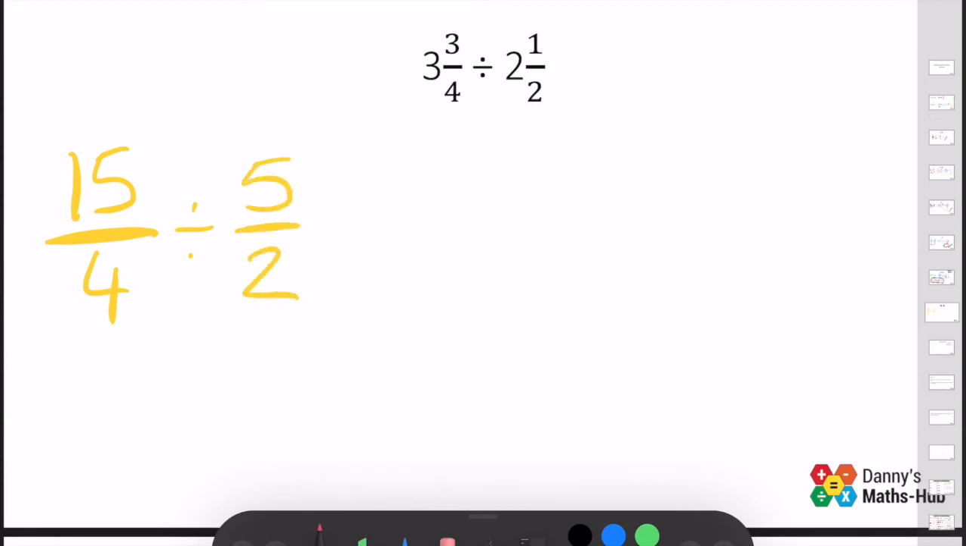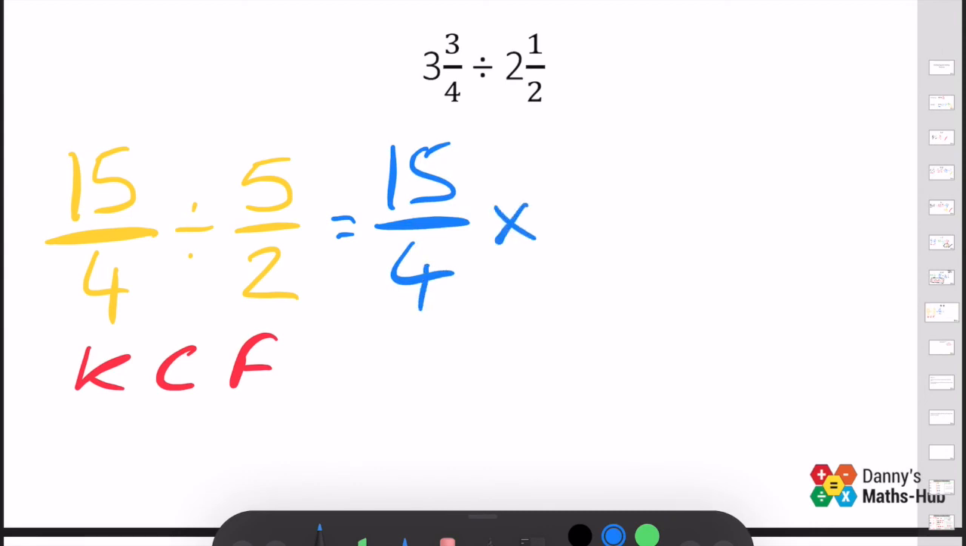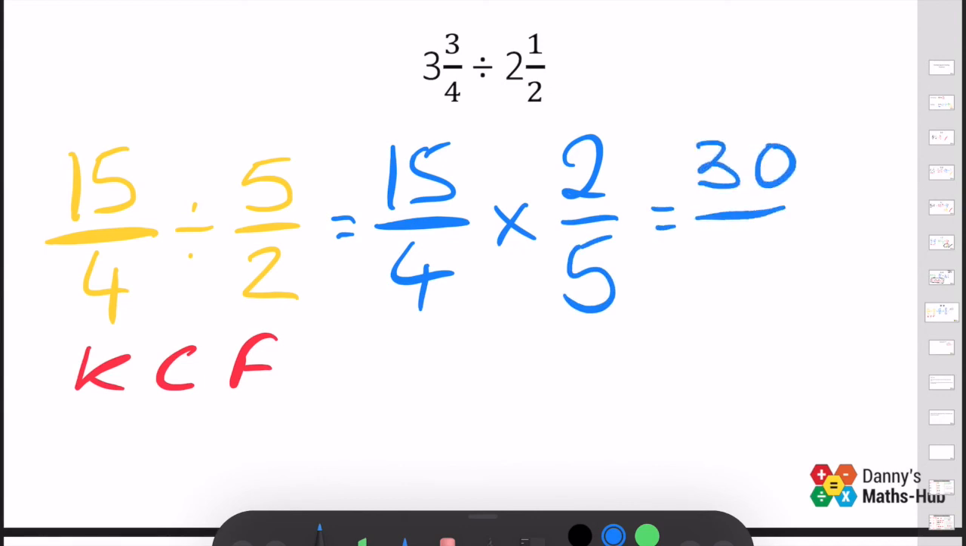And remember, we now keep, change, flip. So we keep the first fraction the same. We change the sign and we flip our second fraction. We find the reciprocal. 15 times 2 is 30. 4 times 5 is 20. Straight away, we can see that this can be simplified quite easily because they're both multiples of 10. So we get 3/2.